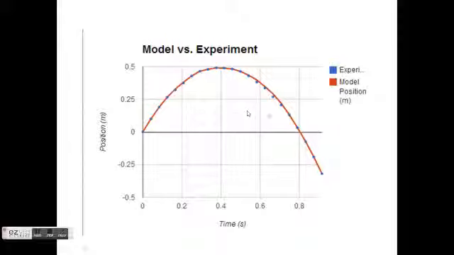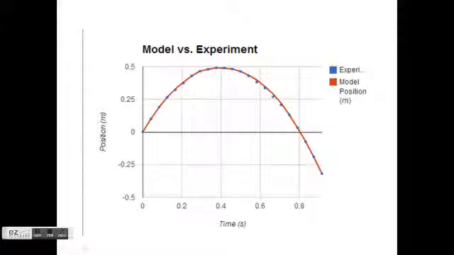Now, we see from observing this graph that the ball reaches the 0 position at 0.8 seconds. This would mean that it would reach the maximum height at half of that time, or 0.4 seconds, which is about what we see here.